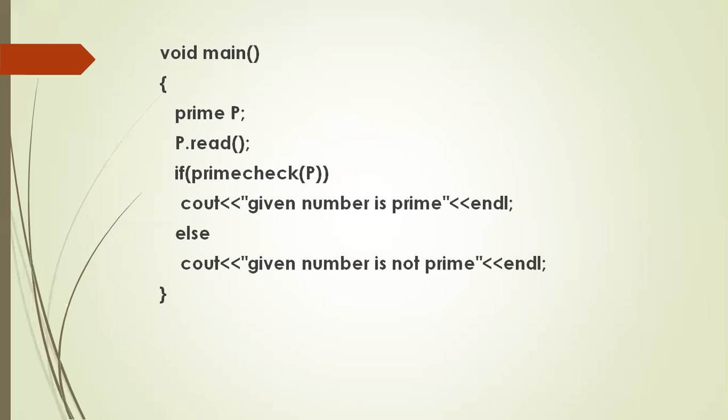A member function can access the private data directly, whereas a friend function can access the private data only through the object you are passing as an argument. Then, while calling the function, a member function should always be called through the object. In this example, the object name is P, so you can call the read function only as p.read. Whereas prime check is a non-member function, a friend function, which means you can call it directly as prime check, and within the brackets you have to pass the object, here it is P.